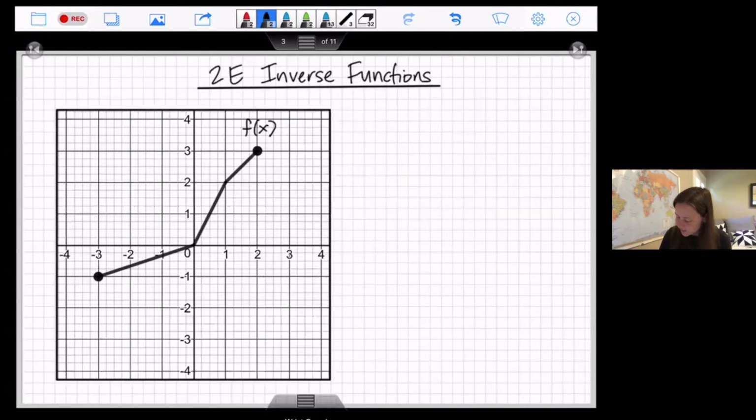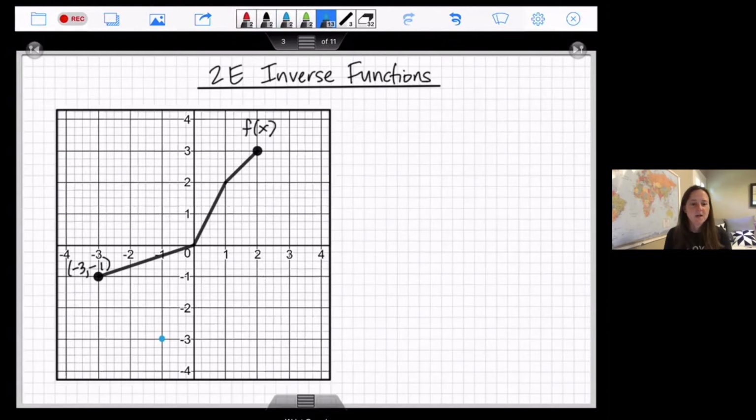We have this point over here that's -3, -1. All right, so we know that inverse functions swap inputs and outputs. They swap x and y values. So if I swap those x and y values, I'm going to get the point -1, -3. That's going to be down there. Okay, so that's going to be a point that is on the graph of f inverse of x.